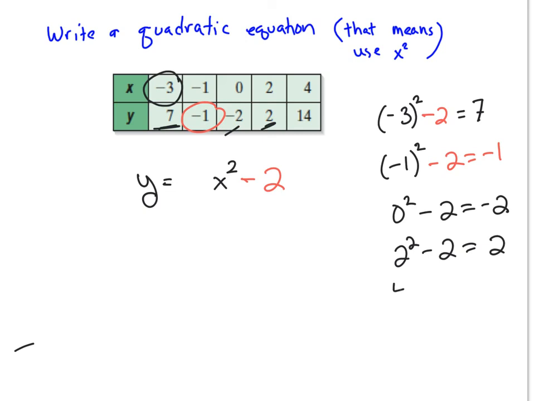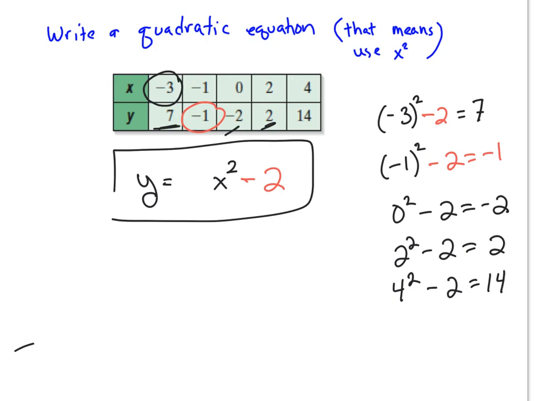We're going to try the 4. 4 squared is 16. 16 minus 2 is 14. So our equation is y equals x squared minus 2. So when they ask you to write a quadratic equation from a table, know that you are always starting with this x squared.